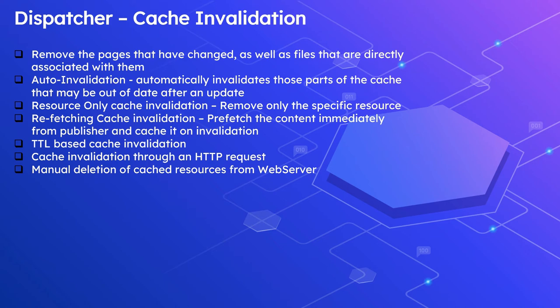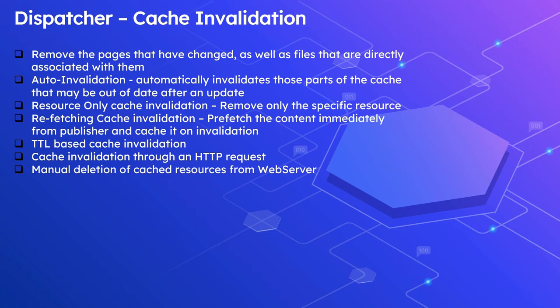Based on the invalidation request, the dispatcher removes the pages that have changed, as well as the files that are directly associated with the modified files, meaning the child content. The content will be cached again from the publishers on the subsequent request. Next one is auto invalidation.